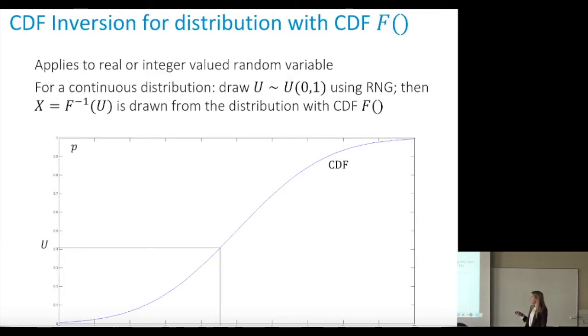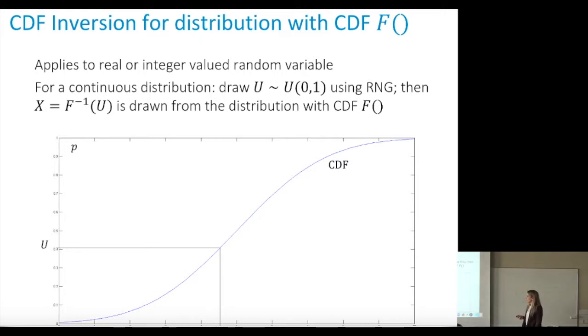The CDF inversion applies to both real and integer valued random variables and works as follows. First, we draw a sample u from the uniform distribution between 0 and 1, which is done for us by the random number generator. Then we take the inverse of the CDF that we have, f inverse, and we evaluate it at u, where u we have obtained from the random number generator. This gives us a sample of x, where x is a random variable that follows the distribution f. Okay?